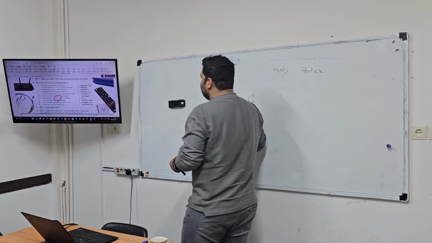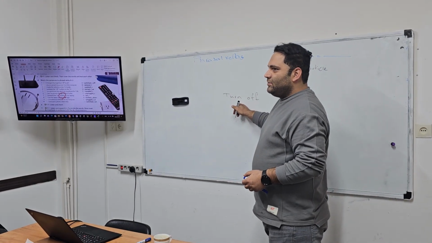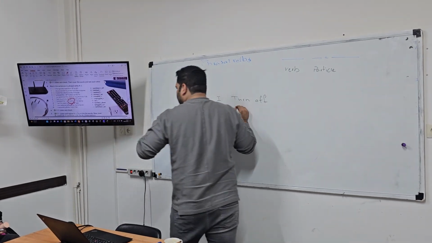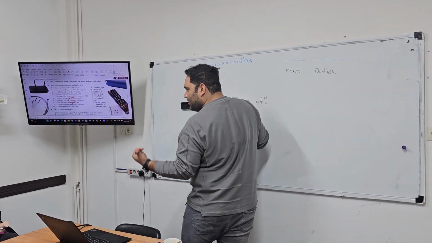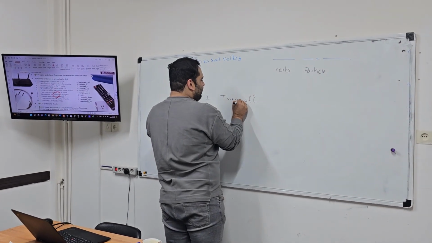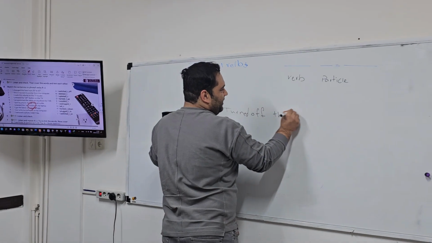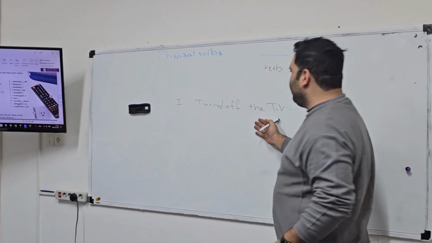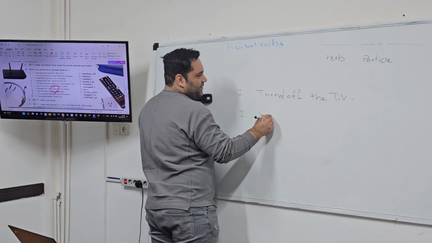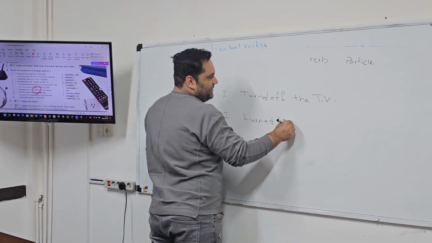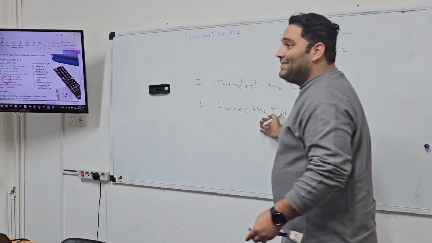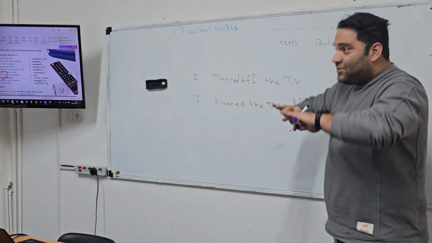So what are some of the things that we can turn off? Computers. Okay. Electronic devices, we can turn them off and turn them on. So is it okay if I say I turned off the TV? Yes. All right, what about this sentence? I turned the TV off. What happened? Separate them. I separated them, yeah.